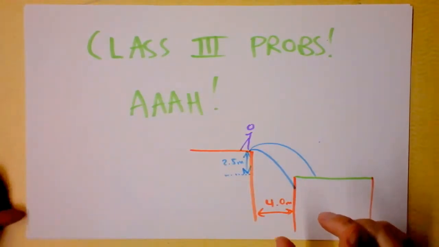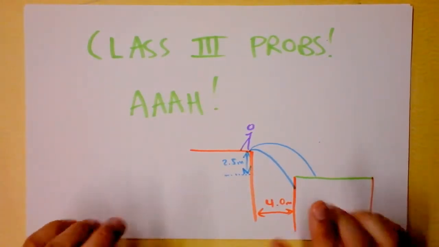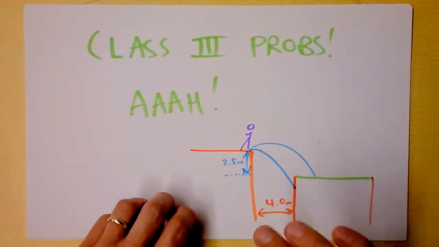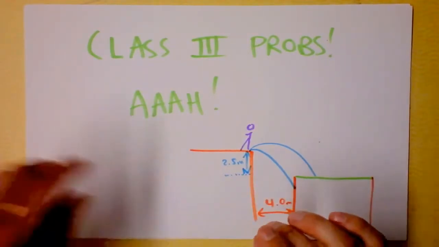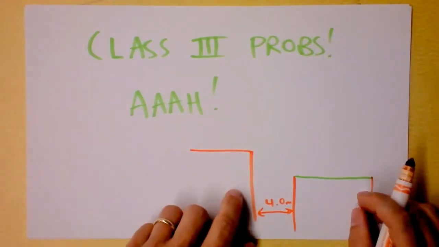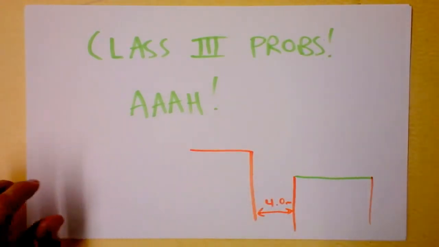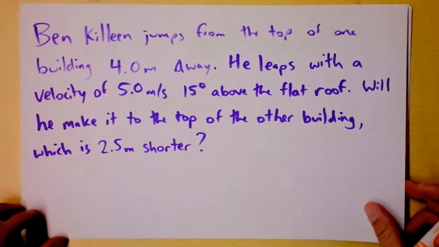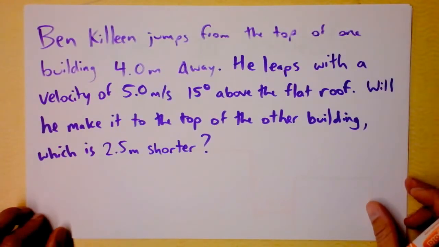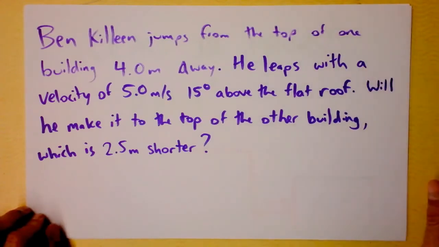There are 2 ways to approach it. One of them is, if we're trying to figure out if he's going to be alive, he is going to jump to the other building. He says the separation of the 2 buildings is 4 meters. Wait, you haven't read the problem. Here's the problem. Ben Colleen jumps from the top of one building 4 meters away to another building. He leaps with a velocity of 5.0 meters per second above the flat roof.